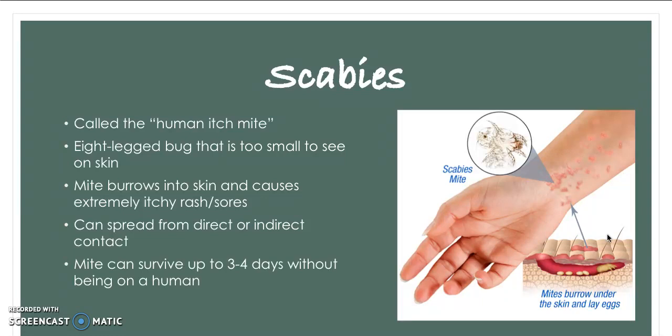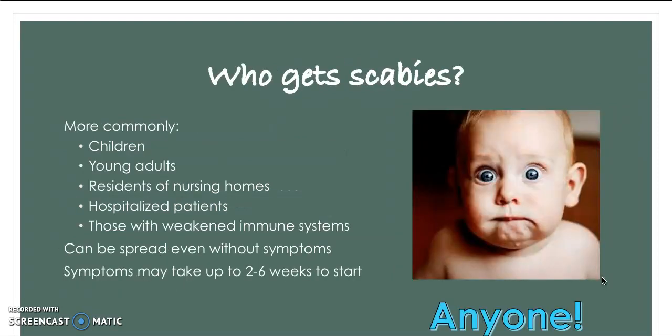So if you're using a blanket and then you leave it, and then someone else picks it up, that's a way that the scabies can travel. They can stay without a blood source for up to 3 to 4 days. So they can live a good amount of time without being on the human. As you can see in the pictures here, the mites burrow under the skin and they lay eggs while they're under there. So who gets scabies frequently?